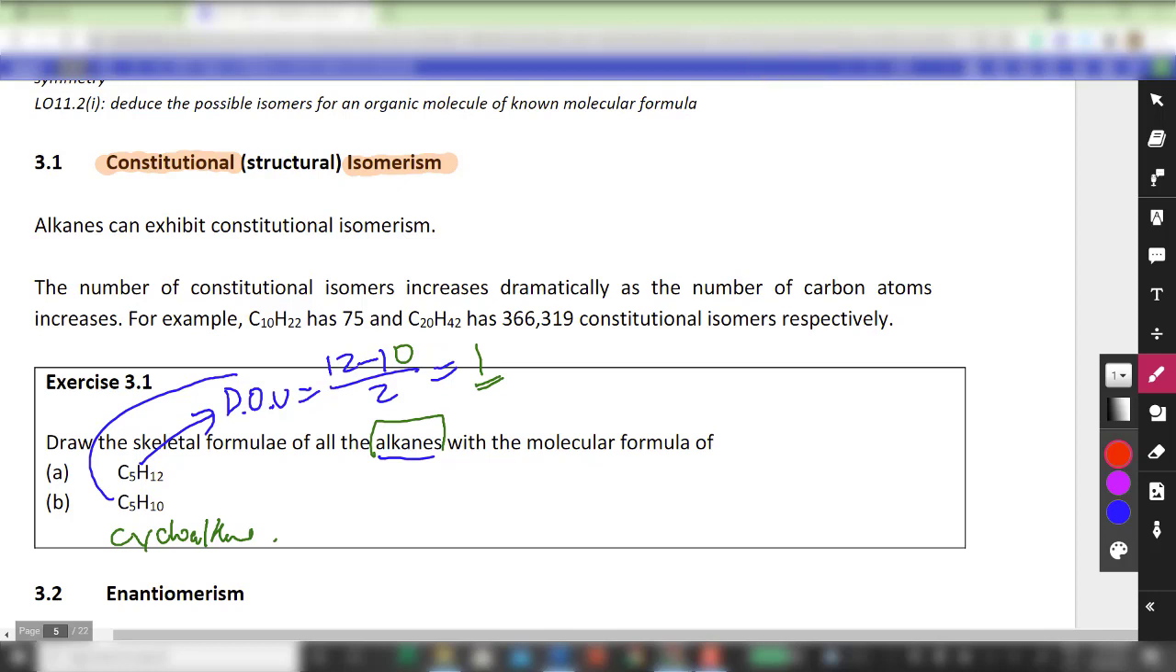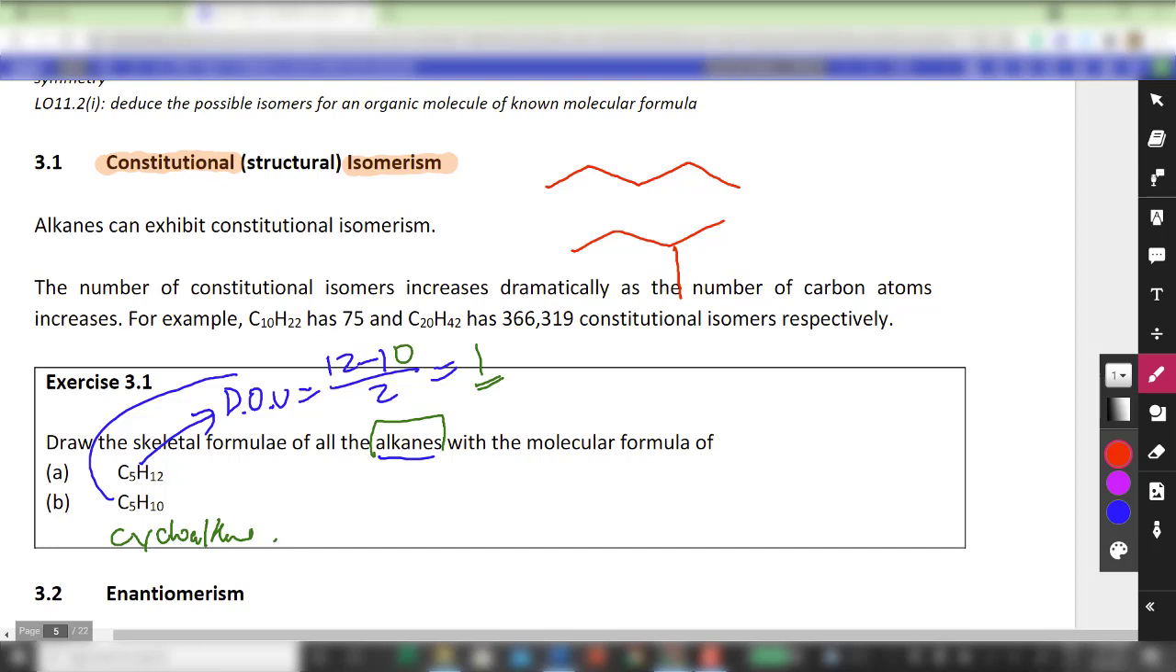The easiest way is always to draw the straight chain, and then we try to branch it. So we draw 5 carbon first. Okay, so there's only one possibility for this. And then we will draw 4 carbon, and then we branch on one of the carbon.